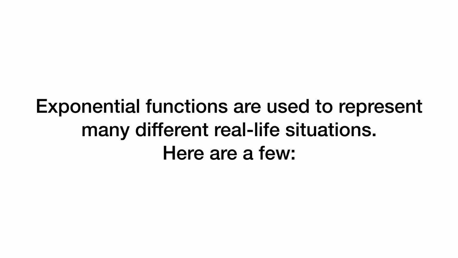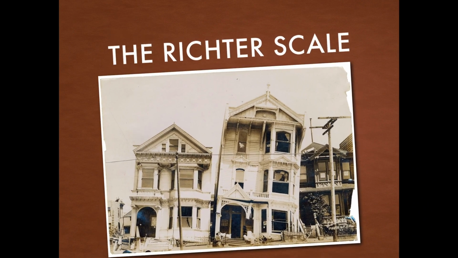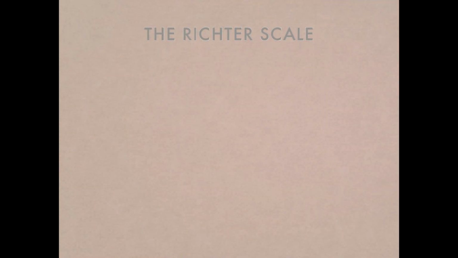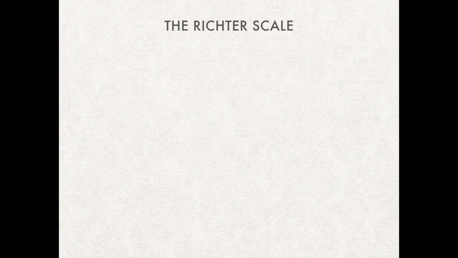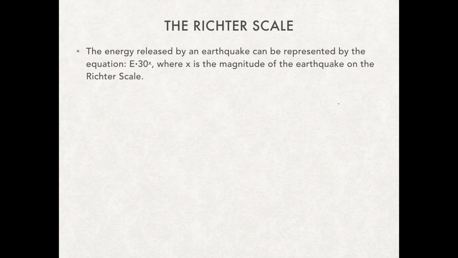Exponential functions are actually used to represent many different real-life situations, and well, here are a few. We're going to start with the Richter scale. Now, for those of you that don't know, Richter scale is about earthquakes. The energy released by an earthquake can be represented by the equation E times 30 to the x. X is the magnitude of the earthquake on the Richter scale.